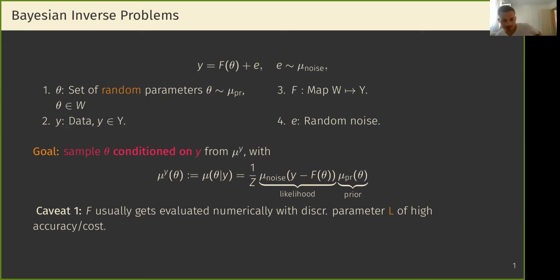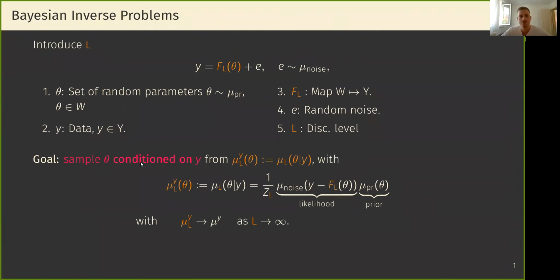Okay, all right. Now there are two caveats associated to Bayesian inverse problems. The first one is that F, this mathematical model of the physical process, cannot always be evaluated analytically, but most of the time it gets evaluated numerically with some discretization parameter that we denote by capital L, with some high accuracy, but also with some cost.